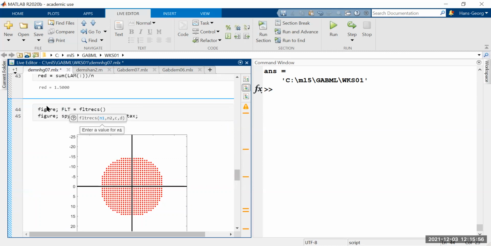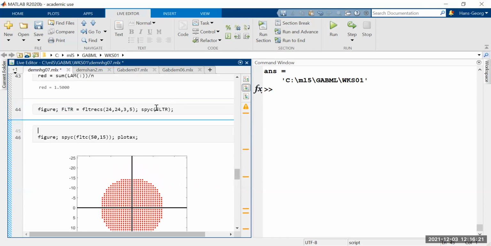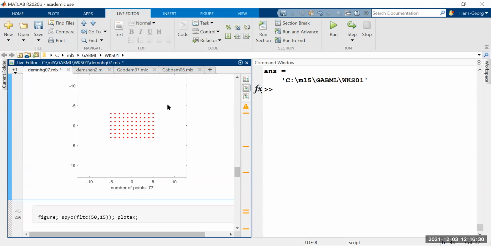But of course it would be easier, maybe I should do this also, as insert filter symmetric. I hope it's available. Or maybe I'm doing something small, 24, 24, 3, and 5. And I show you this filter, maybe a rectangular filter, like this. So this is quite easy to realize, it's just a scalar product of rectangular.